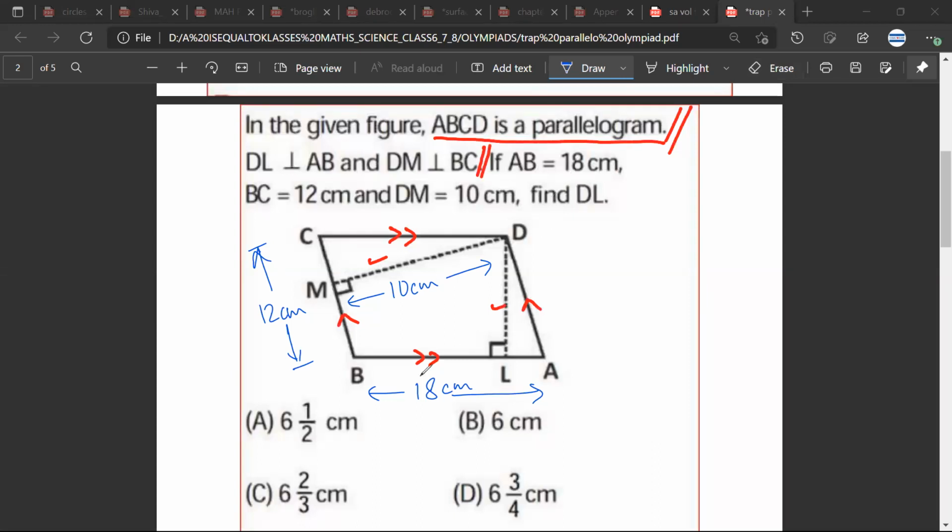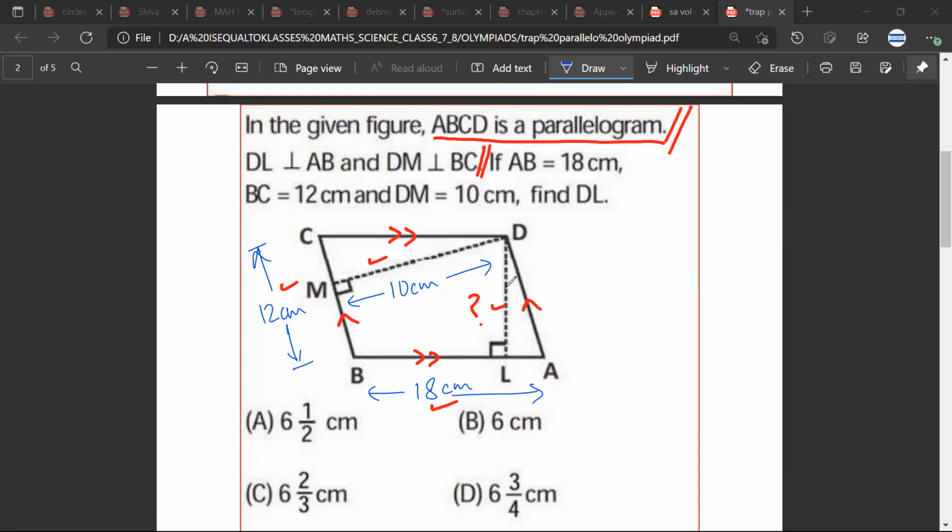If AB is 18 centimeter, BC is 12 centimeter, DM is 10 centimeter, this is 10 centimeter. Find DL. Sarthak, what do you propose? How can we find? Yes, sir.